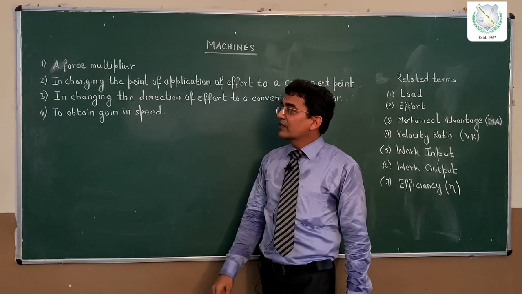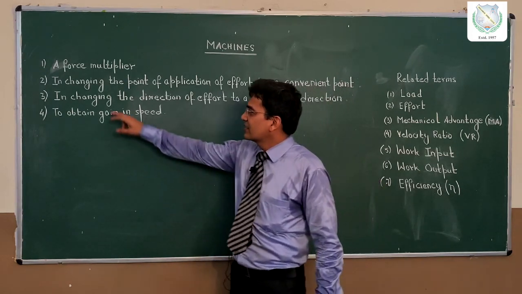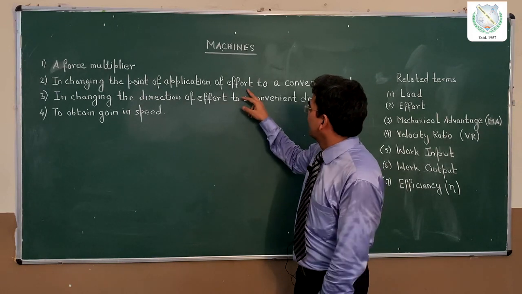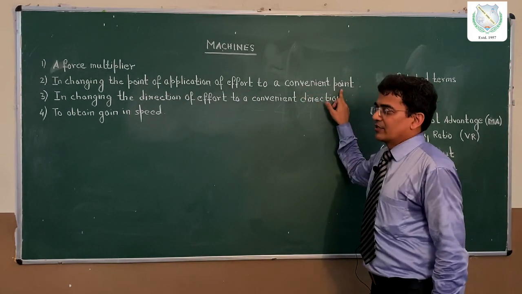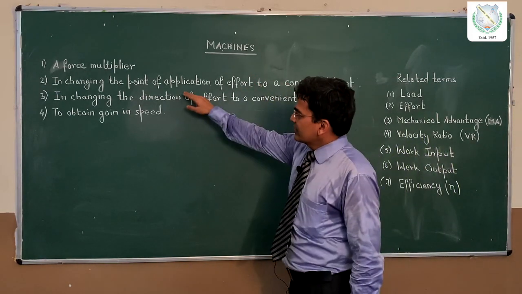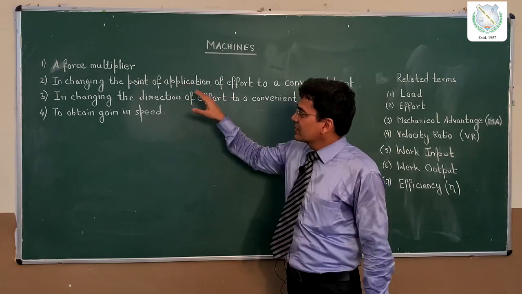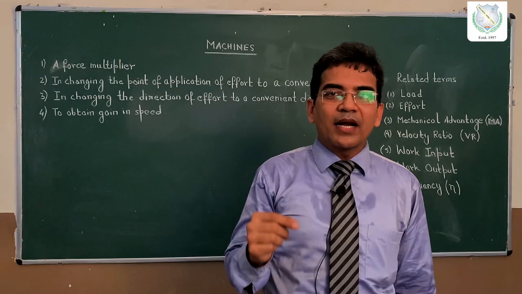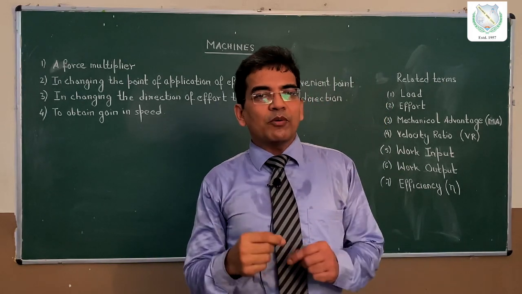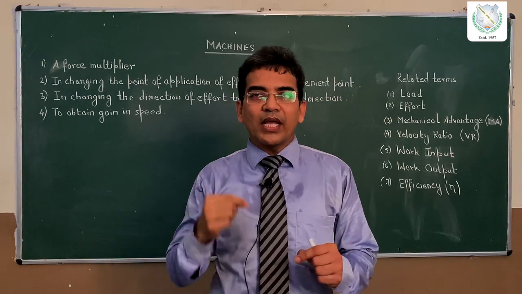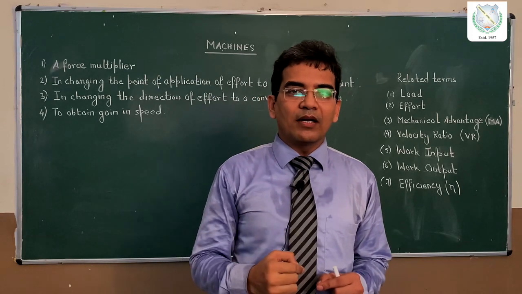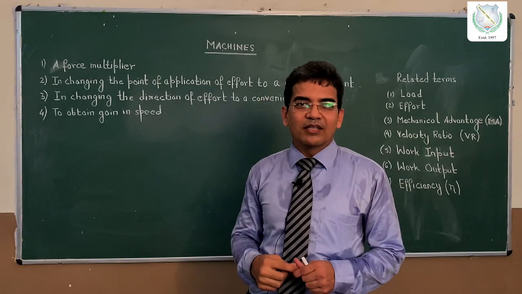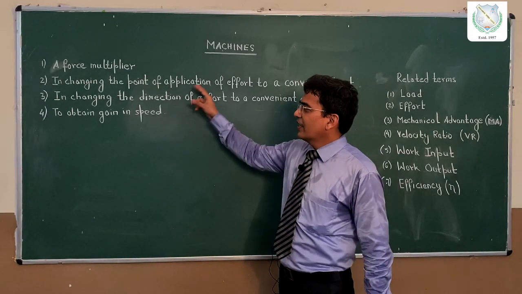The second advantage that we get from the machine is that it helps us to change the point of application of effort to a convenient point. What does this statement mean? You can understand it with the help of an example, like pedalling a cycle. Whenever we pedal a cycle, we apply effort on the pedal and that effort is transferred to the rear wheel, and this is how a machine helps us.